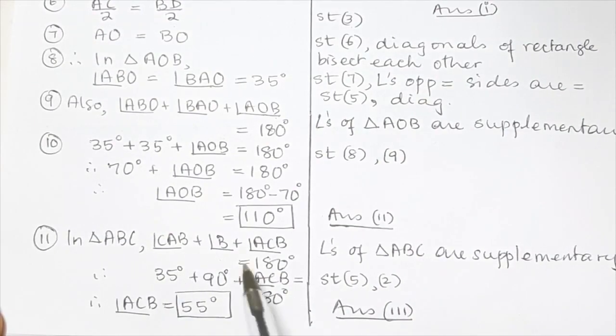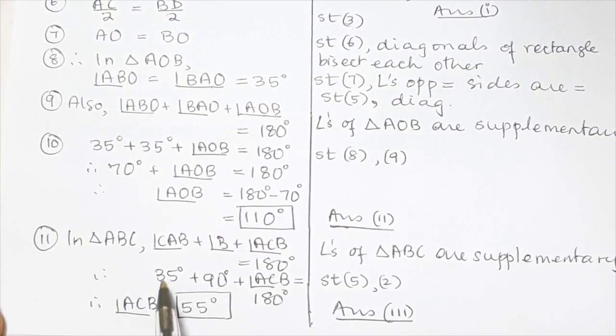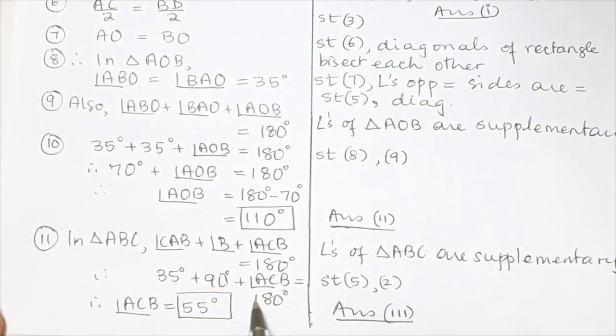And so 35 degrees plus 90 plus ACB equal to 180 degrees. That will be from statement 5, which said that the angles are 35 degrees each, and statement number 2. So angle ACB therefore is, these two go that side, 180 degrees minus these two, that will be your 55 degrees. And that is our answer 3.